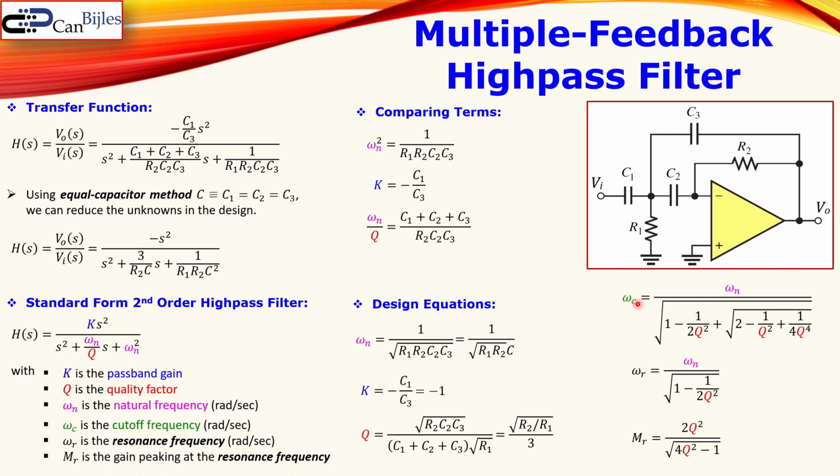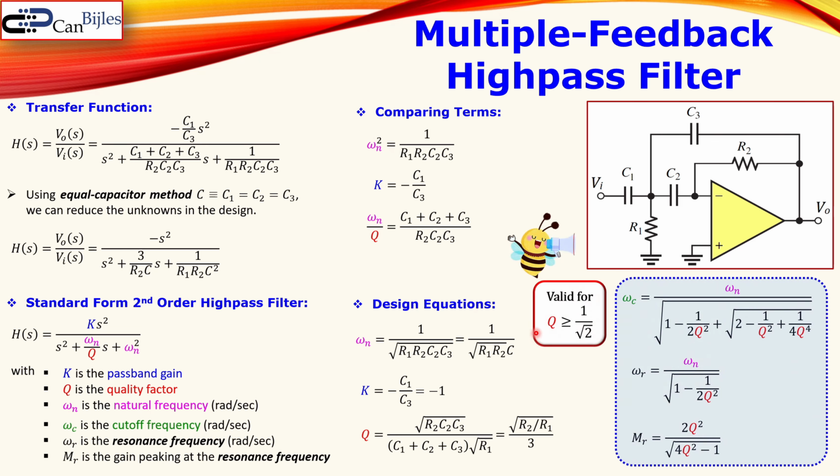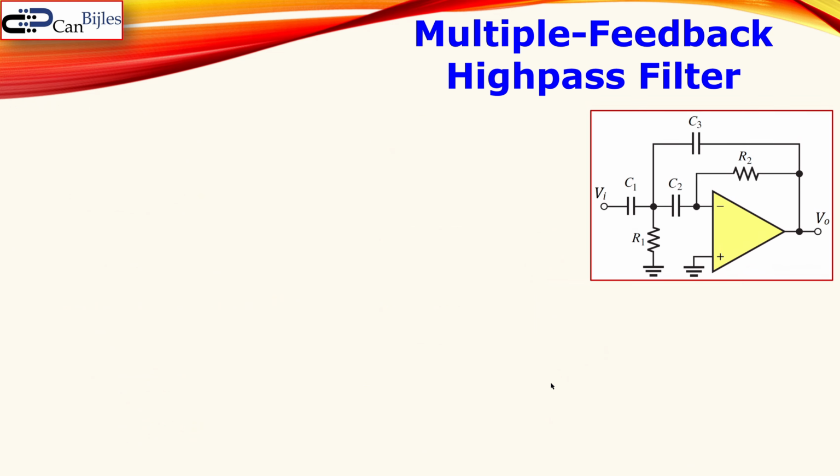Here again, omega C is our cutoff frequency, in units of radians per second. Omega R is the resonance frequency, and MR is the gain peaking at that resonance frequency. These are very important formulas, and they are only valid if Q is equal to or larger than 1 over the square root of 2, or the square root of half. This is an important condition.